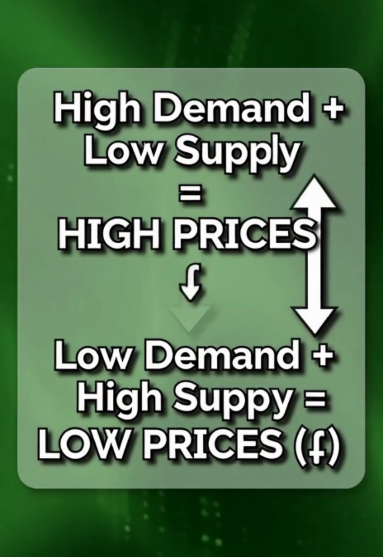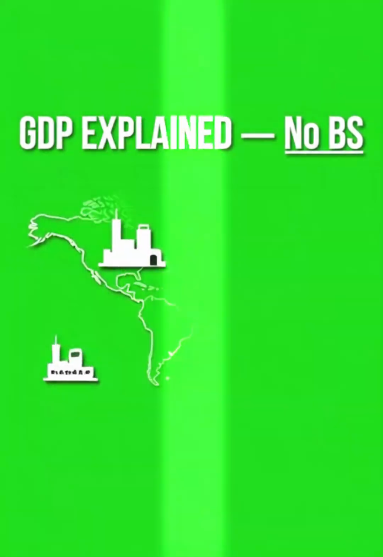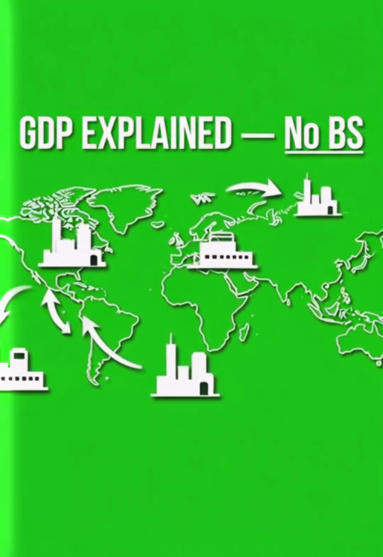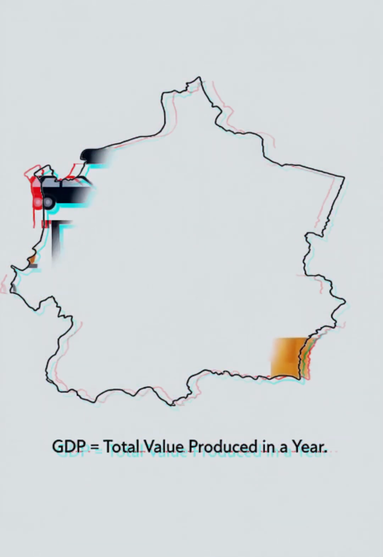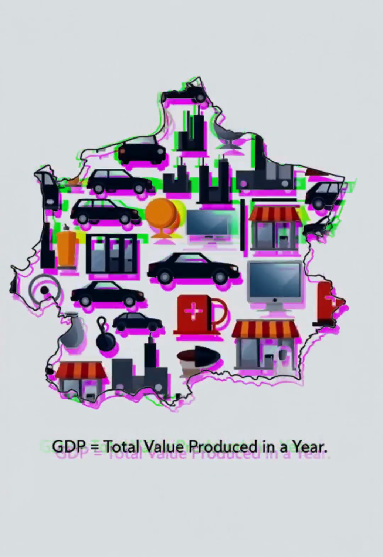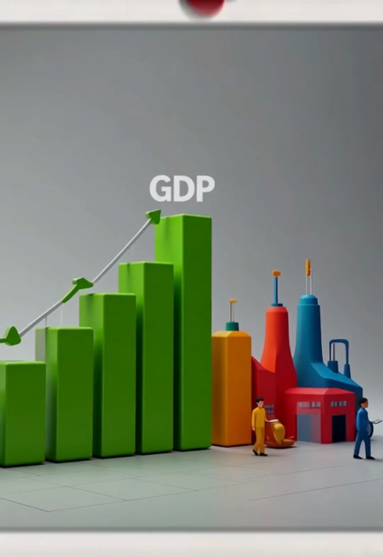Next, GDP, gross domestic product. Sounds complicated, but here's the no BS definition. GDP is the total value of everything a country produces in a year. The bigger the GDP, the stronger the economy.